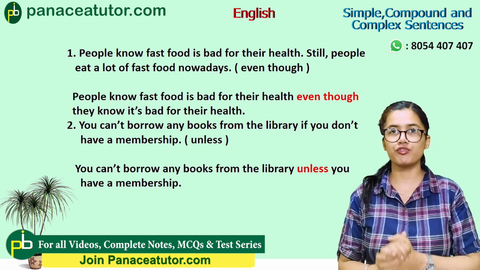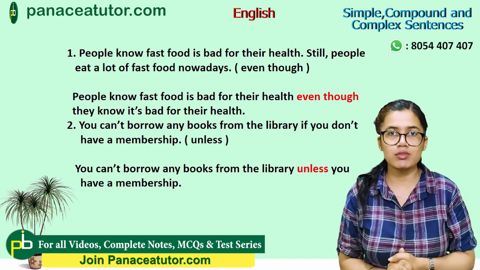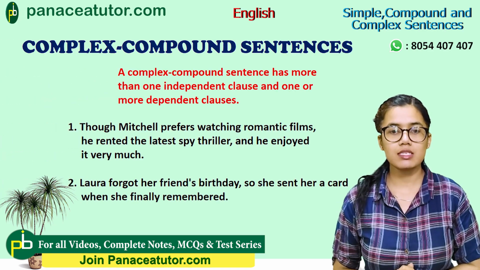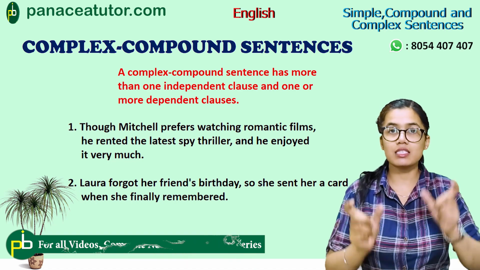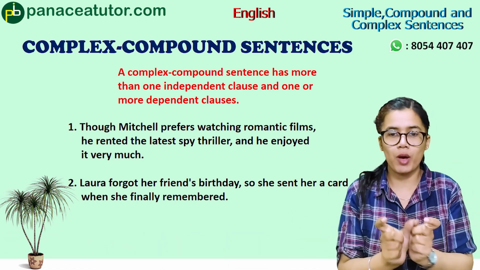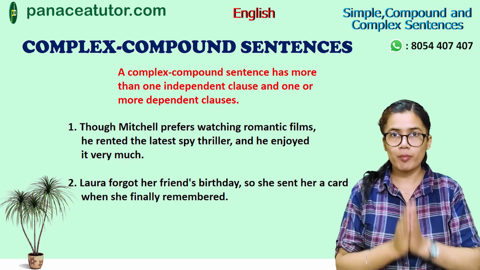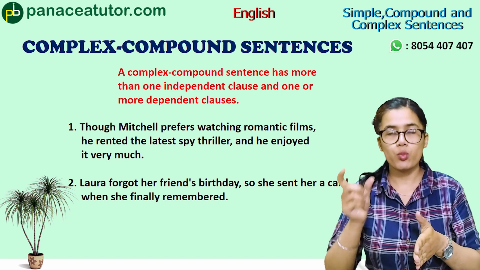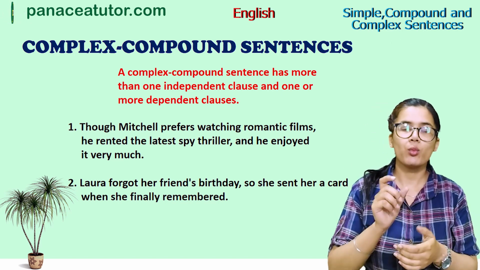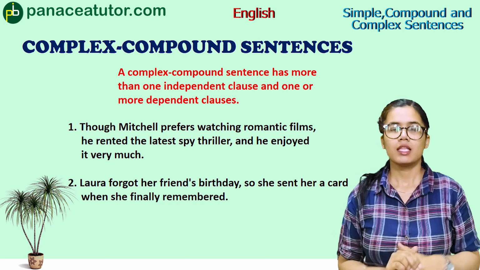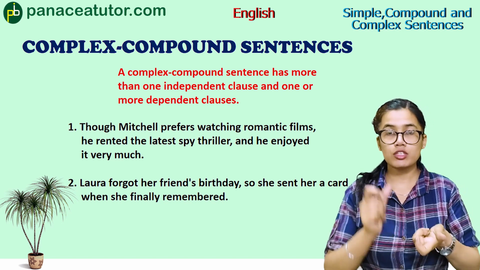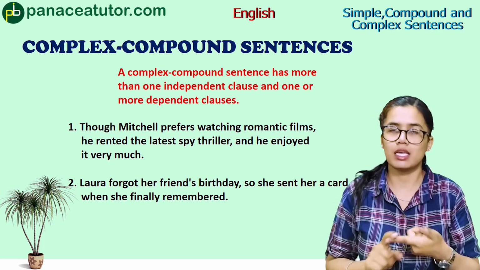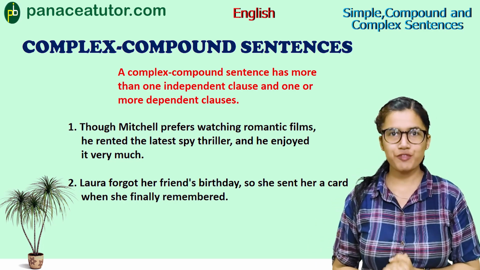So you have learned how to frame a complex sentence, compound sentence, and a simple sentence. So the last type of sentences is the complex compound sentence. That is a combination of a complex and a compound sentence. So what is a complex compound sentence? A complex compound sentence has more than one independent clause and one or more dependent clauses in it. That means for a sentence to be called a complex compound sentence, it should have more than one independent clause in it. So here are a few examples in front of you.